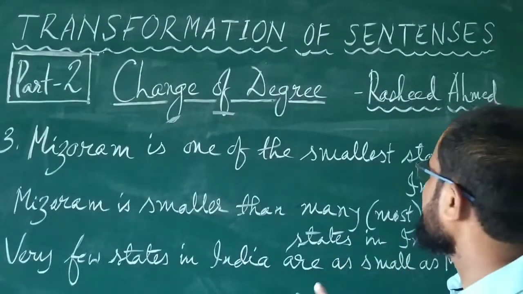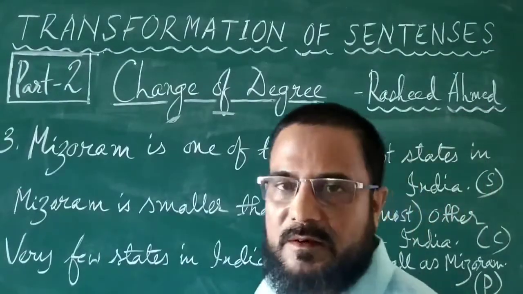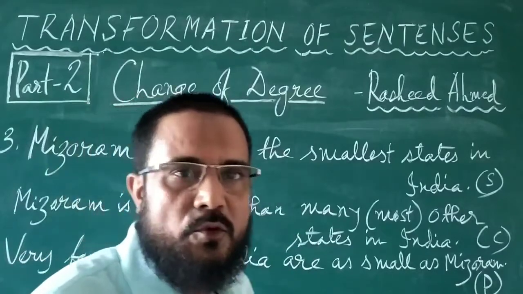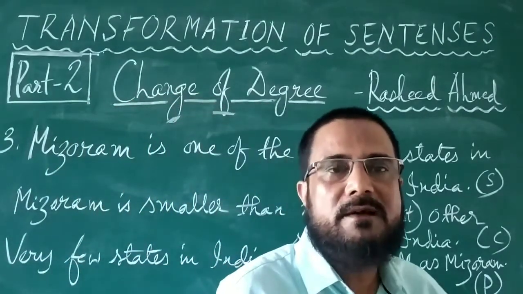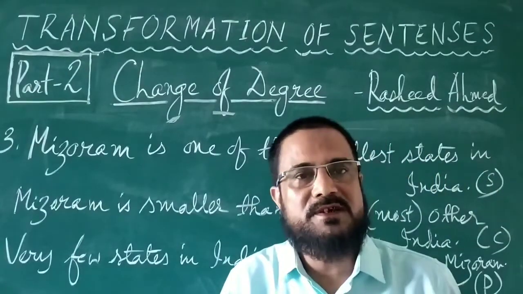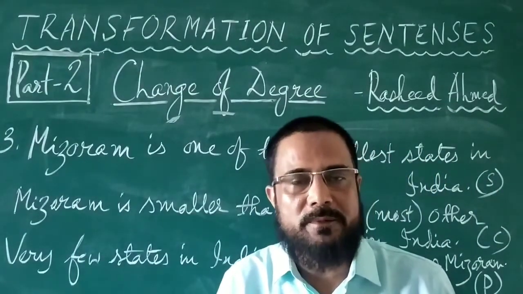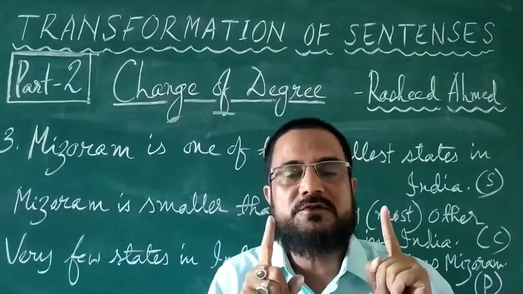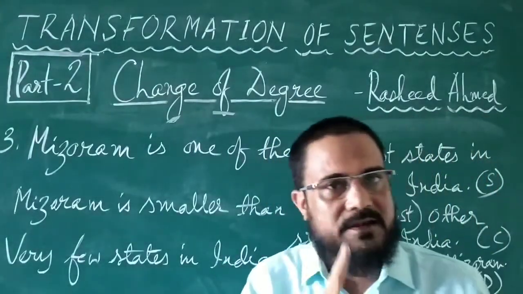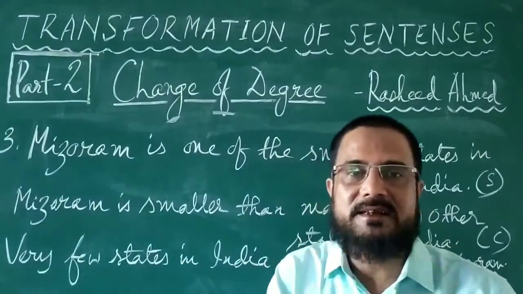Mizoram is one of the smallest states in India. Before we discuss this, I will ask you to look at the sentences that you wrote. In number 1 we had 3 sentences. In number 2 we had 3 sentences. You must have written them down in your copies. Compare those sentences. The first sentence in number 1 and the first sentence in number 2, you will find a similarity.